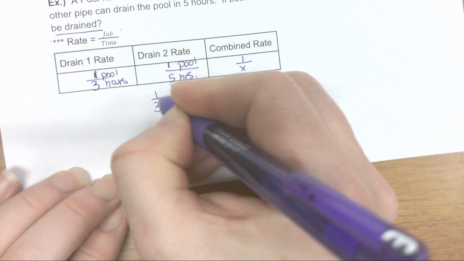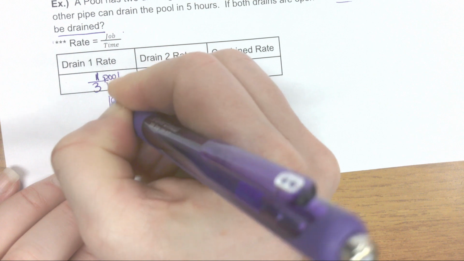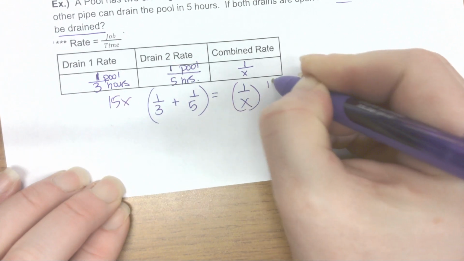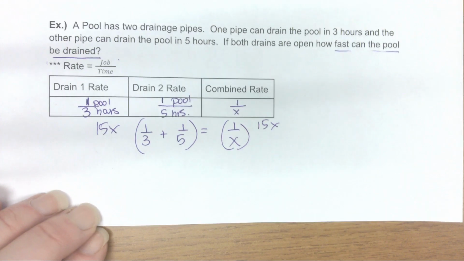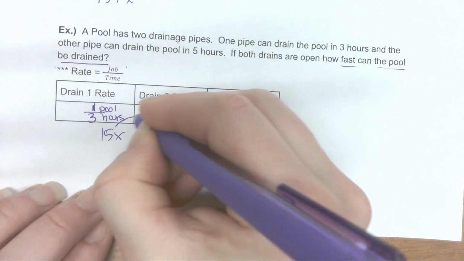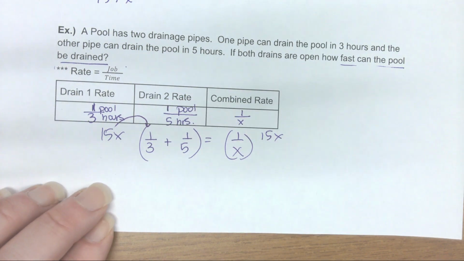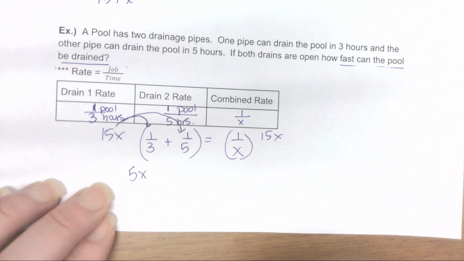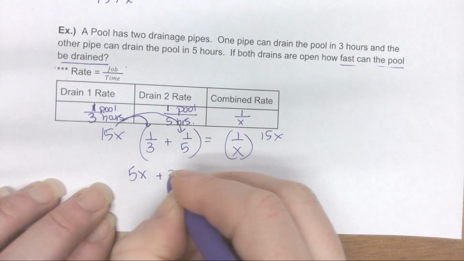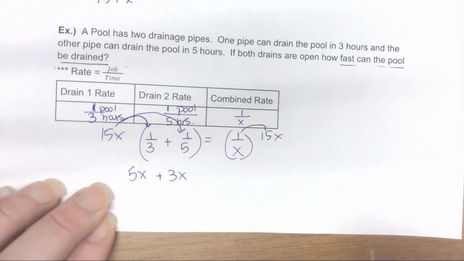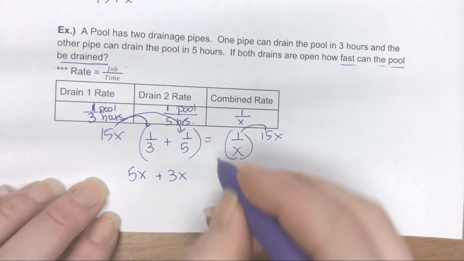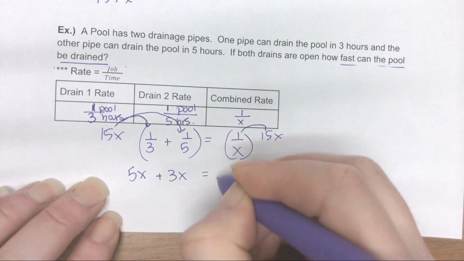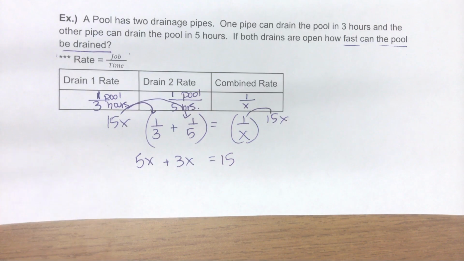15x divided by 3 is 5x. 15x divided by 5 is 3x. Over here, the x's cancel, so you're just left with 15. Can you finish that for me?